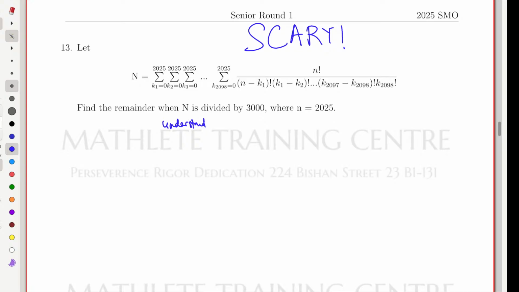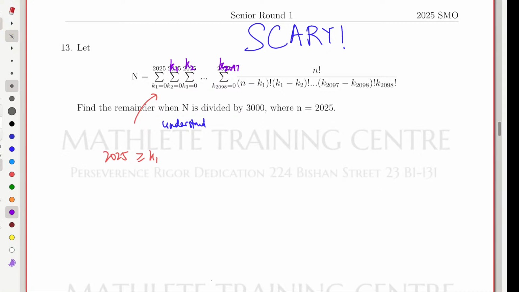So if you take a look at the boundary, you're summing from 0 to 2025. Okay, so 2025 is bigger than or equals to k1. But then if you look at k2, wait, what? Oh, they wrote this wrongly actually. Oops. This is supposed to be k1. This is supposed to be k2. This is supposed to be k of 2097. They wrote this part wrongly, yeah?